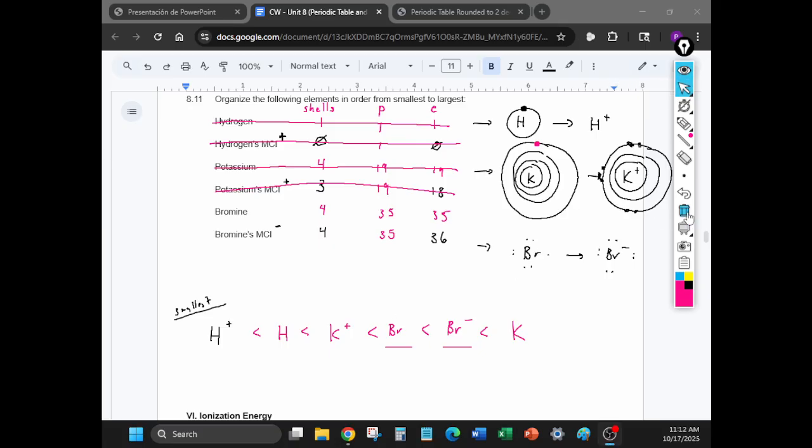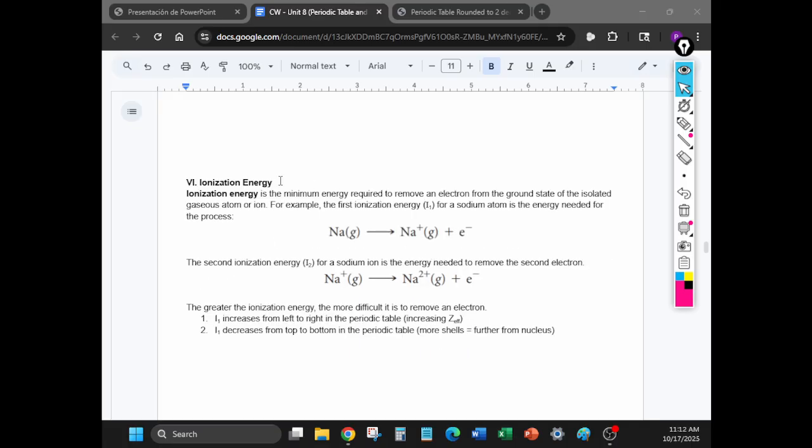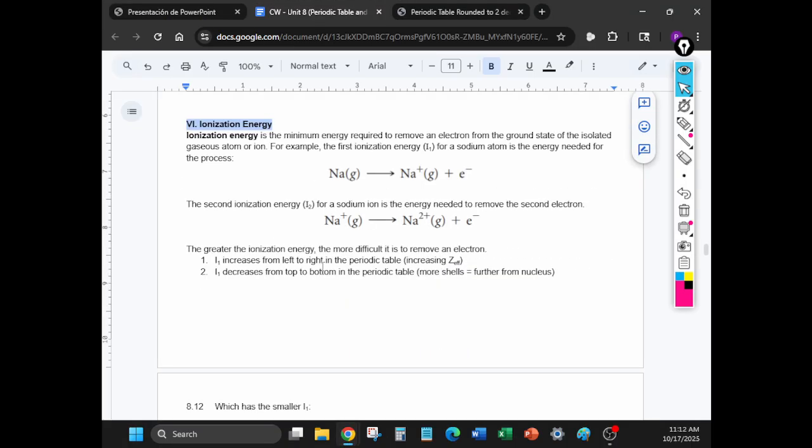So the next topic is what we talked about before. It's about something called ionization energy. If you guys remember, ionization energy is the amount of energy required to remove an electron from the atom. There is a more technical definition, but just think of it as how much energy you need to put in to take an electron out.